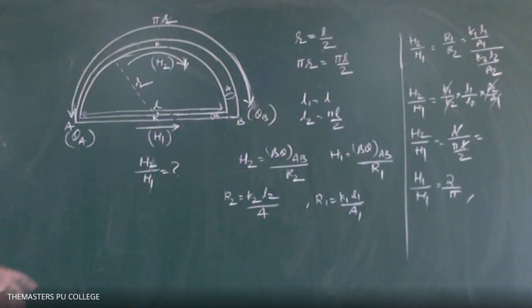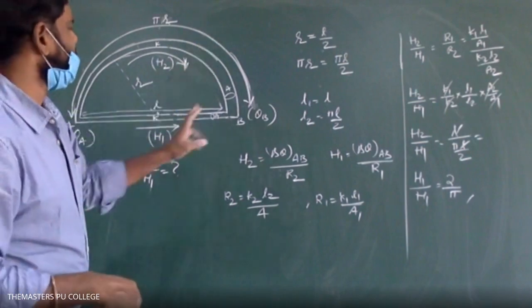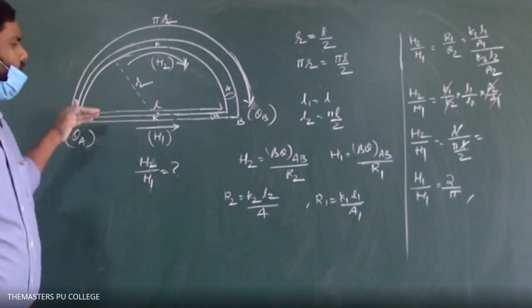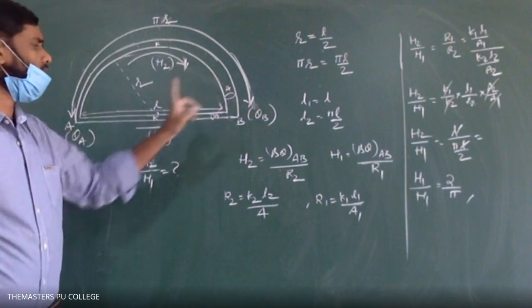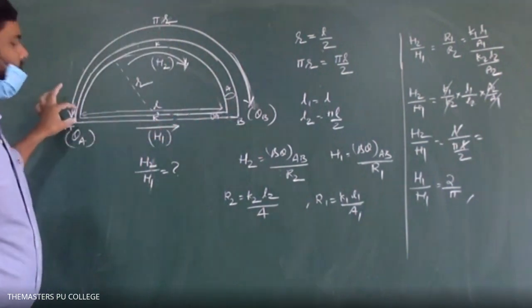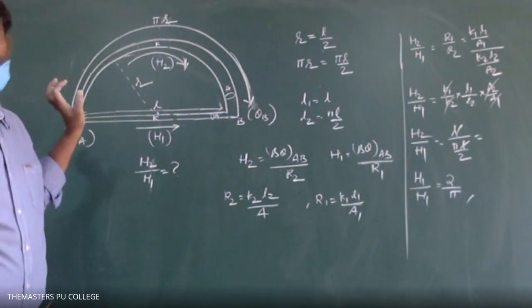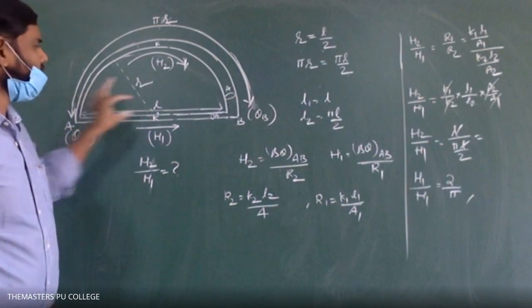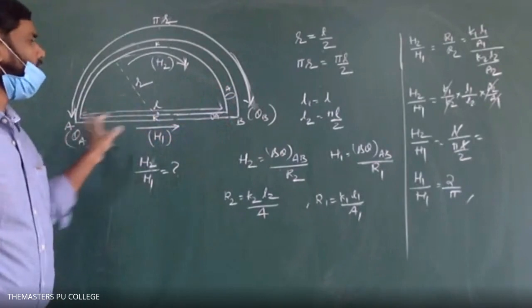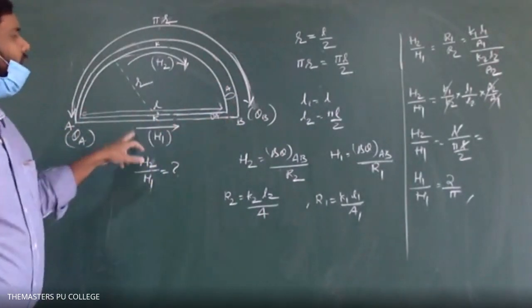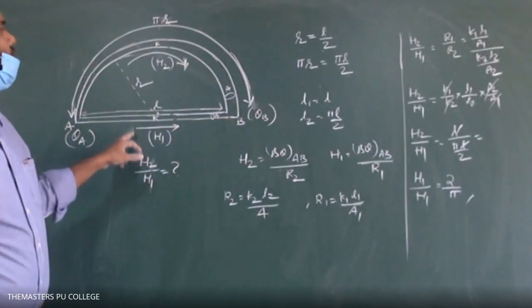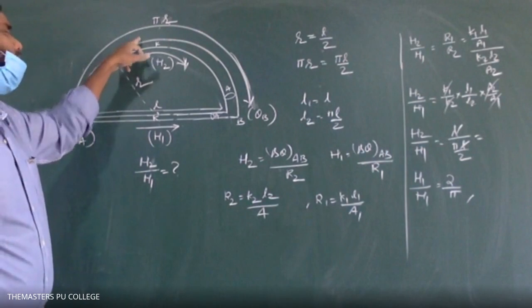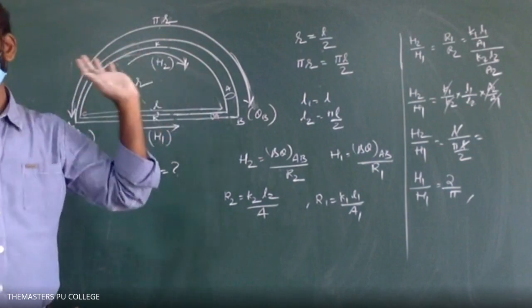So just to have a look at it, students, they have given two rods, one is the straight one and one is the semicircular one, both are joined. Let us check it. This is one end A, this is the other end B, which are maintained at some temperature difference. They are asking what is the ratio of the rate of heat flow through the semicircular wire to the rate of heat flow through the straight wire.